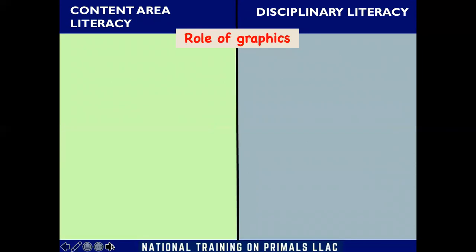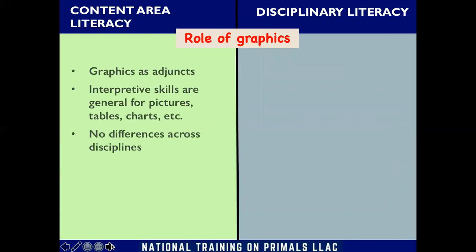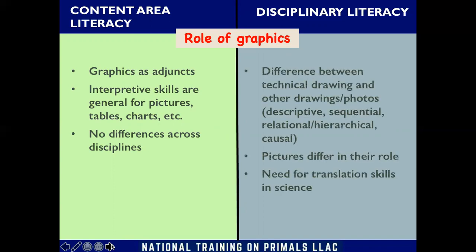What about the role of graphics? In CAL, graphics are usually used as adjuncts. The interpretive skills are general for pictures, tables, charts, and other visual elements. More often, there are no differences across the disciplines. But in DL, there is a difference between technical drawing and other drawings or photos that are more descriptive, sequential, relational, hierarchical, or causal. And there is a need for translating them into the concepts they represent.